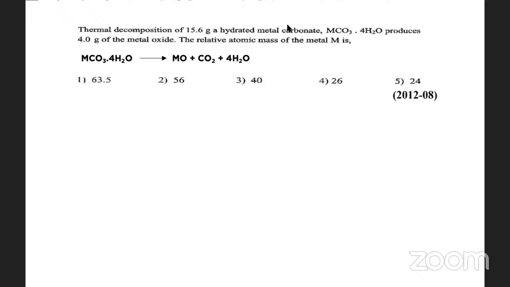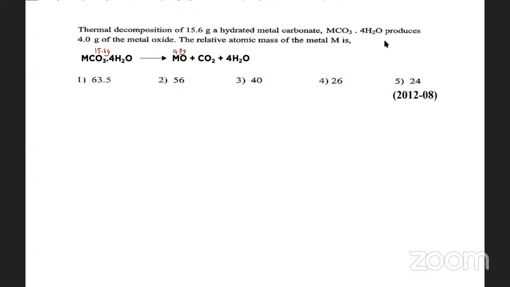So because they have given that a metal oxide is formed, that means carbon dioxide and water must be separately removed from that. If I have 15.6 grams of this, the problem is we don't know the molar mass of M, so we can't do much about it. I'll just put 15.6 grams of this, and 4 grams of metal oxide is produced, in terms of mass.